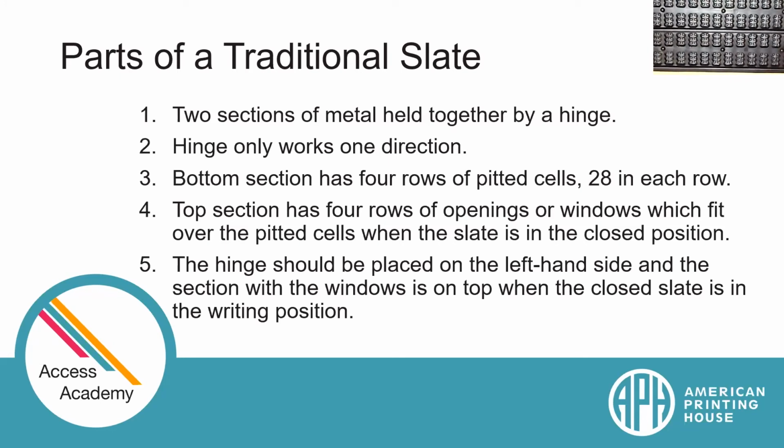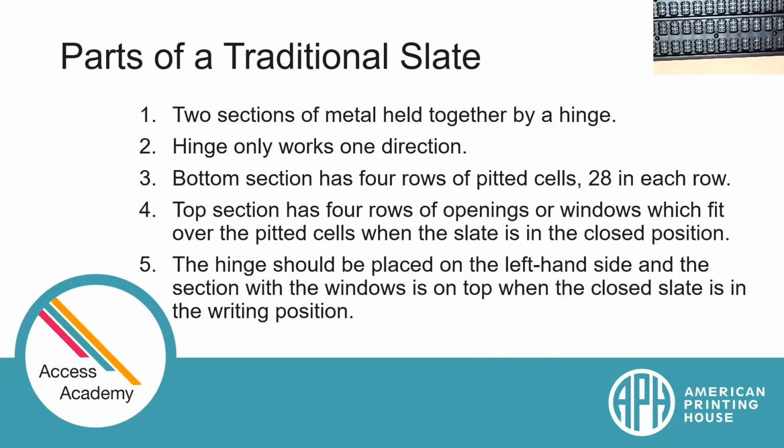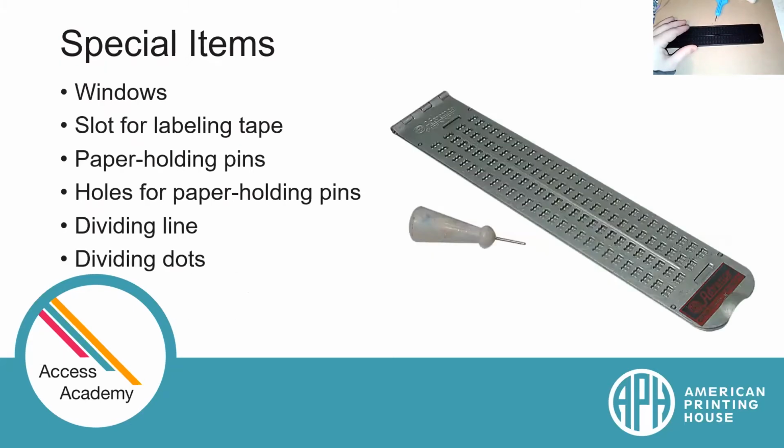Margarita said 28. You are right, there are 28. It equals the number of pitted cells that you have. So each window is available for those cells. If you want to place it in the right way, your hinge should be placed on the left-hand side with the windows section on the top when it's closed in the writing position. So now you've placed it in the right position.